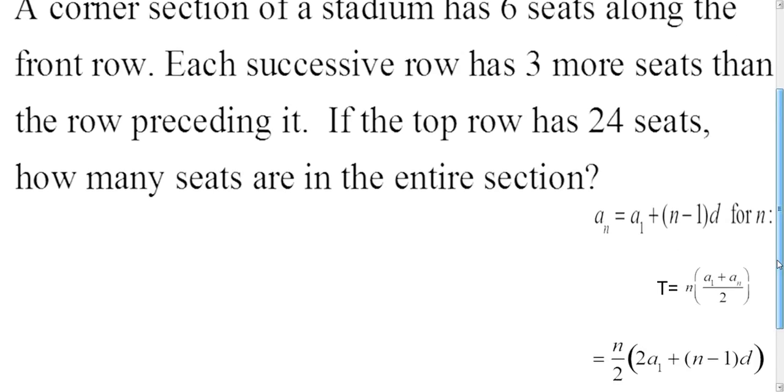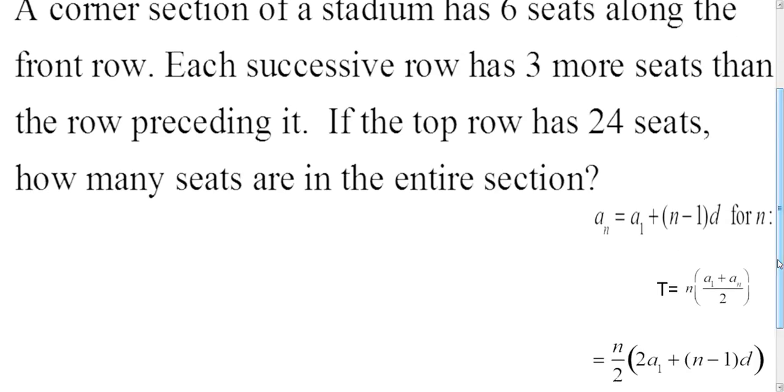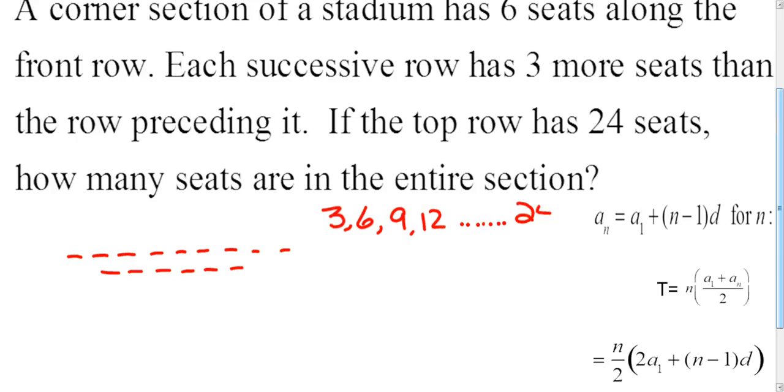Here's an example where they're talking about a corner section on a stadium that has 6 seats along the front row. So it has 1, 2, 3, 4, 5, 6 seats. And then the next one has 3 more. So it's 1, 2, 3, 4, 5, 6, 7, 8, 9 seats. I think you can picture how this is going. So the first row goes 3, and then 6, and then 9, and then 12, and I keep going all the way up until I get to 24 seats in the top row.